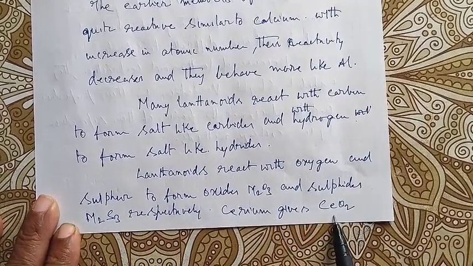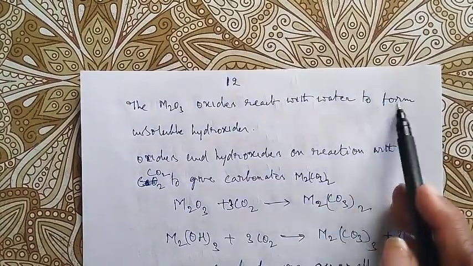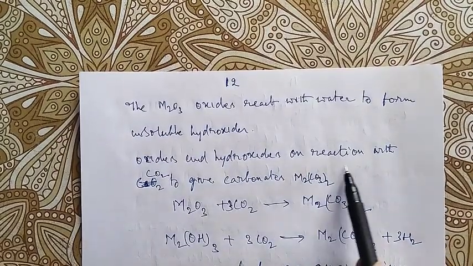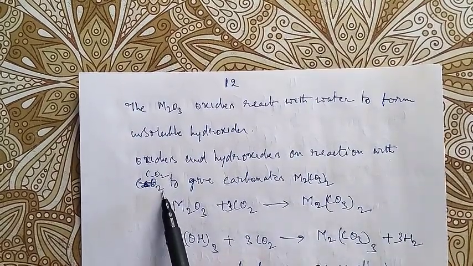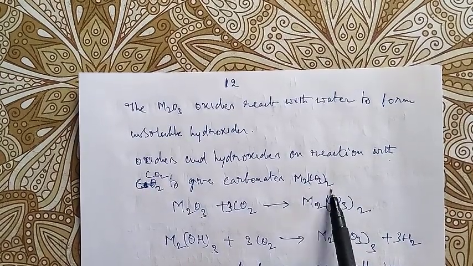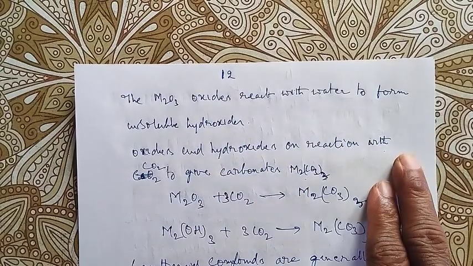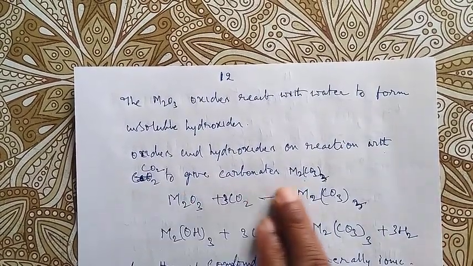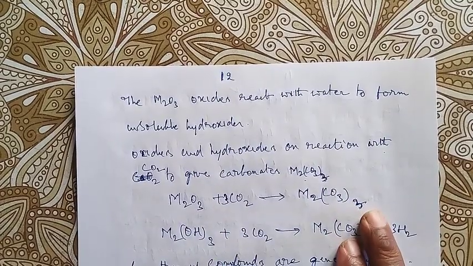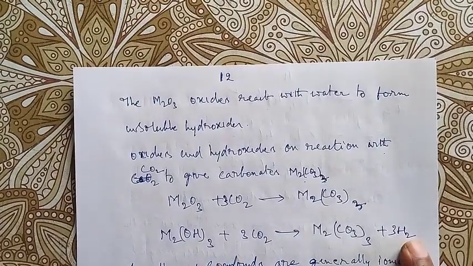Cerium gives CeO2, cerium dioxide. The M2O3 oxides react with water to form insoluble hydroxides. The oxides and hydroxides react with carbon dioxide to form carbonates of M2(CO3)3 type. Therefore, oxide plus carbon dioxide gives lanthanide carbonate. Similarly, hydroxides also.